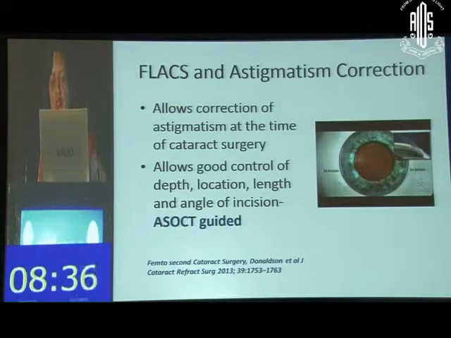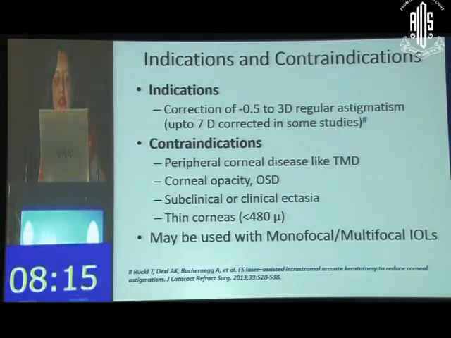Now, femtosecond laser assisted cataract surgery: the femtosecond can help to make the astigmatic keratotomy incisions, and it allows correction of astigmatism at the time of the cataract surgery and allows good control of depth, location, length, and angle of the incision, and that is done by the anterior segment OCT because it is live and available with the femto cataract surgery. The indications are corrections of minus 0.5 to 3 diopters of regular astigmatism, although people have corrected up to 7 diopters in some studies.